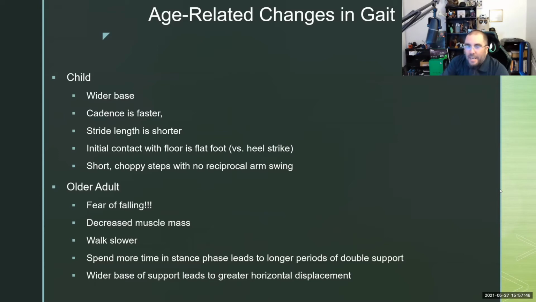Age-related changes in gait. So let's think about a kid. For those of you that have kids, they have what's called almost a cowboy gait. Their legs are wider apart, right? Their cadence is faster, but they don't go as far. Why don't they go as far as an adult? Short legs. Short legs, yeah, right?